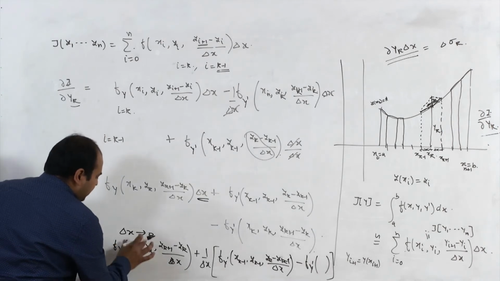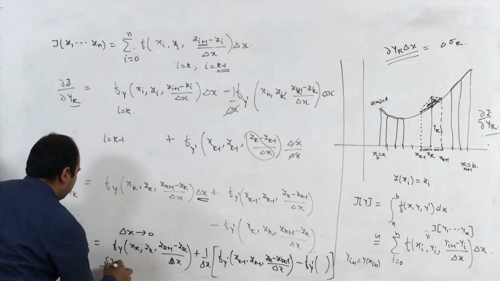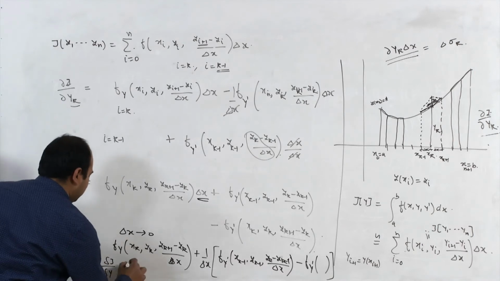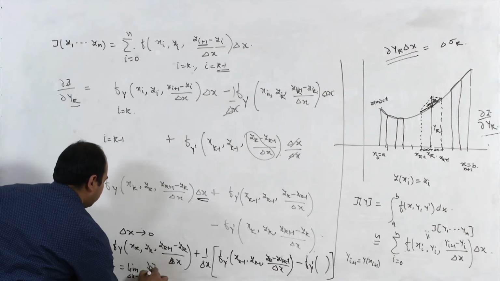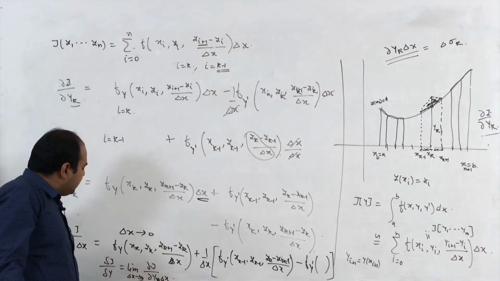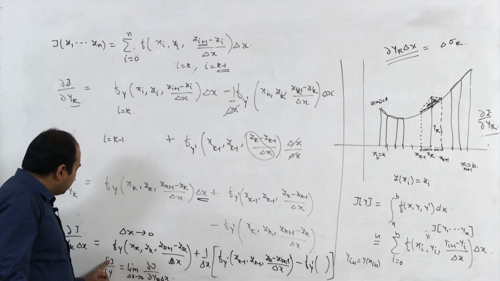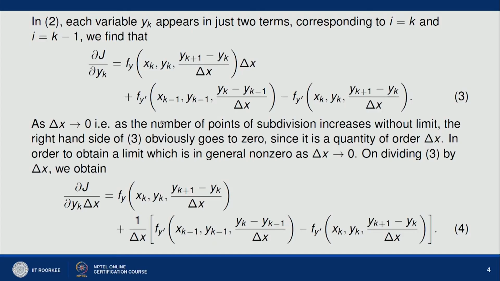So, as you take Δx tending to 0, what limit will this tend to? We say that if, as Δx tends to 0, this limit exists, we call this limit δJ upon δy. So, this is the limit as Δx tending to 0 of ΔJ upon Δσ_k, and whatever the limit is, it is denoted by δJ by δy here. As we have seen, this represents the partial derivative of J with respect to y_k, which we have just calculated, and when we divide it by Δx, we get the quantity written here.